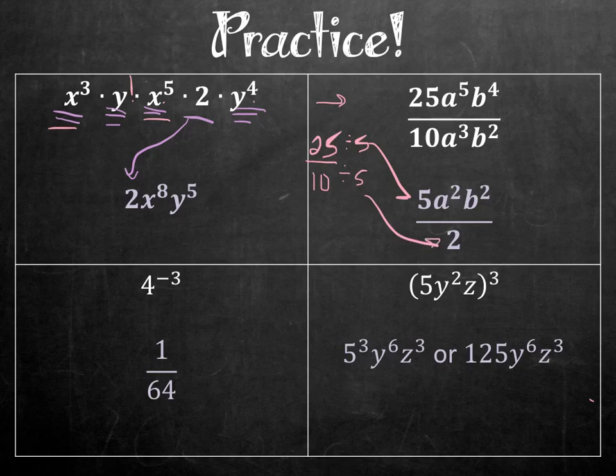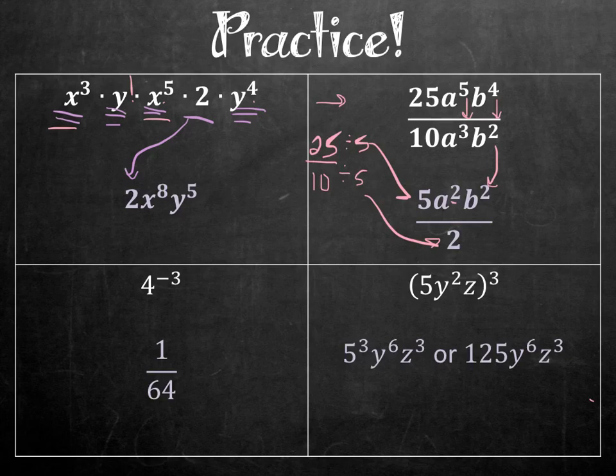Now I'm going to look at my a's and my b's. Hopefully you dealt with those separately just like we did in the previous one. A to the 5 minus 3 is going to give me a squared. And b to the 4 minus 2 is also going to give me b squared. And that 2 must stay in the denominator because we had to divide by 2.